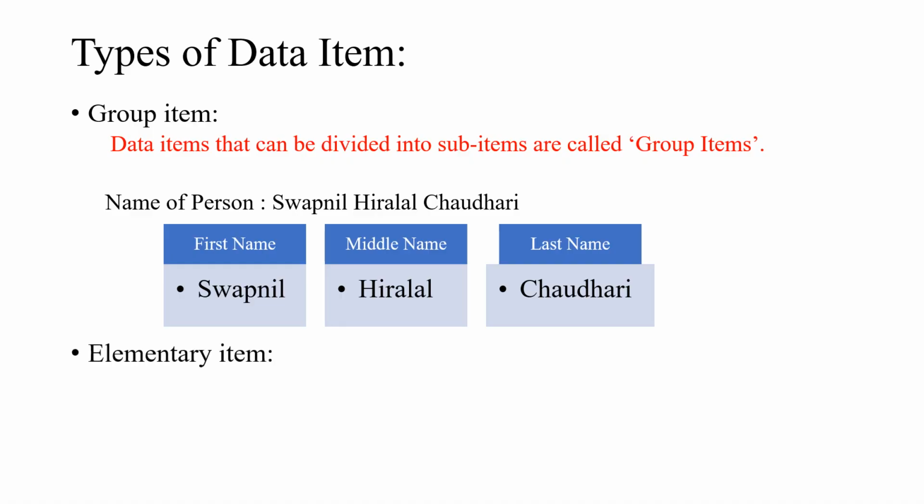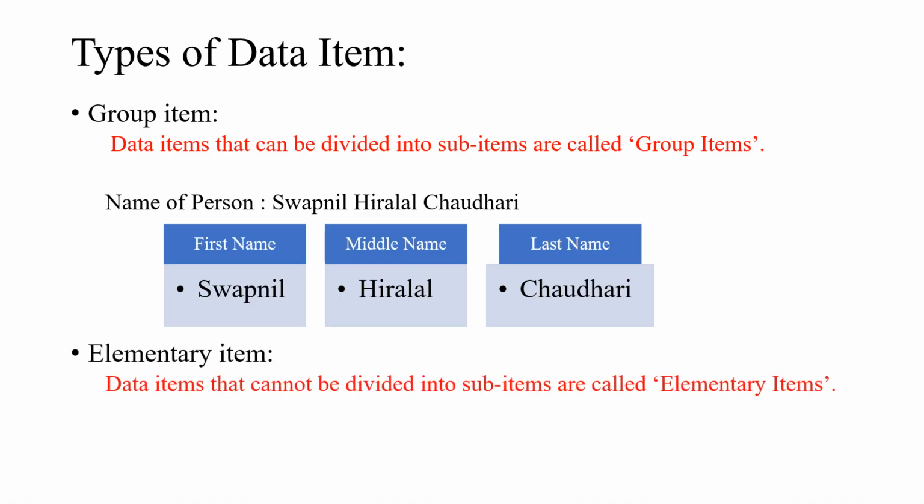Elementary data atom. The data atoms that cannot be divided into subatoms are called elementary atoms. For example, roll number. Roll number cannot be divided into subatoms. That is why it is called an elementary atom. Now let's understand what is a data type.